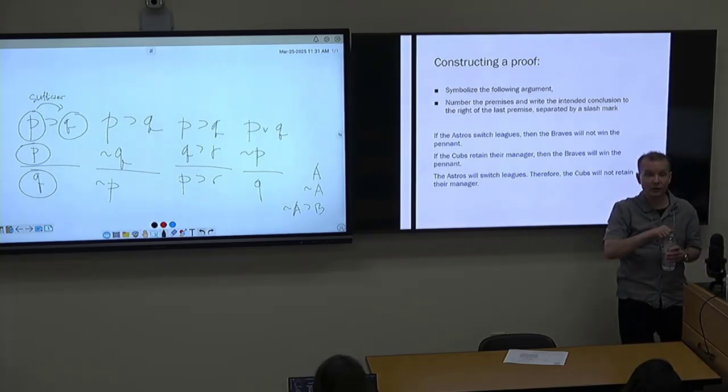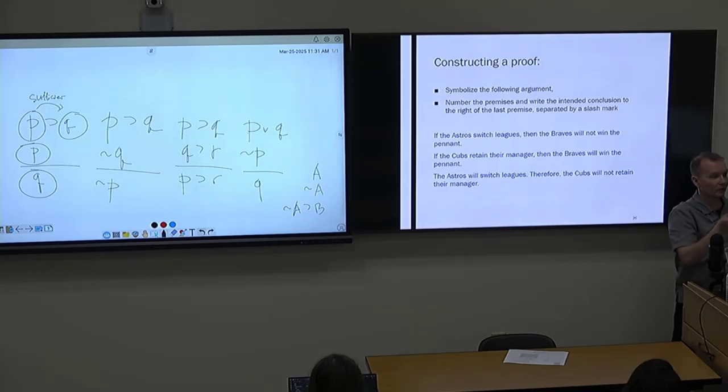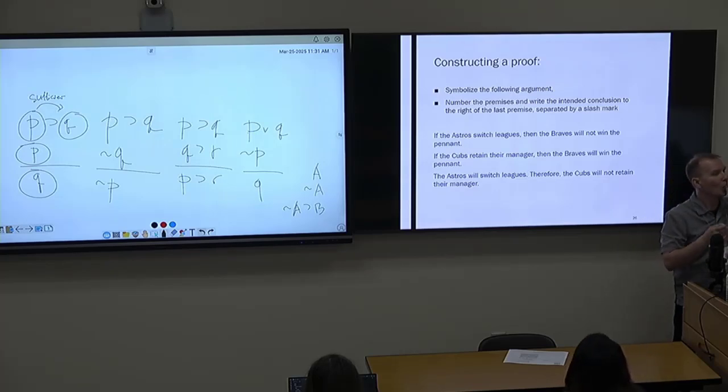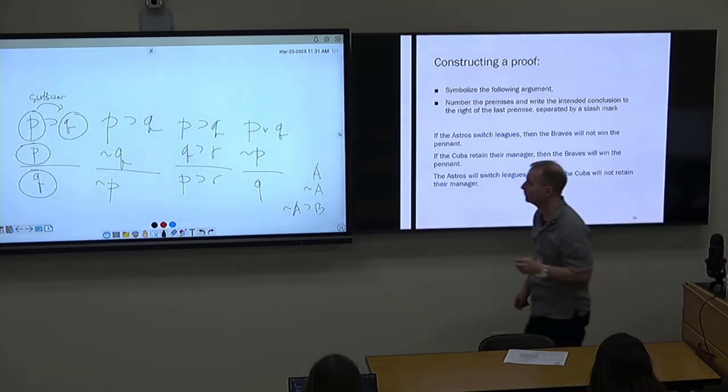So how can you construct a proof? If you're given an argument, let's look at it step by step. The first step is obviously to symbolize it. Symbolize the argument.